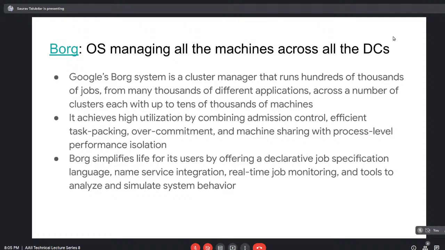Now you can imagine that one data center has 10,000 such machines, and there are 100 data centers across the world. So you have 10,000 times 100 machines, and this is an operating system for that many machines put together. Hopefully that gives you an idea of what this scheduler, this operating system, is managing: all the machines across all the data centers. As I said, it's 10,000 cross 100. That's the scale of the number of machines we are talking about.